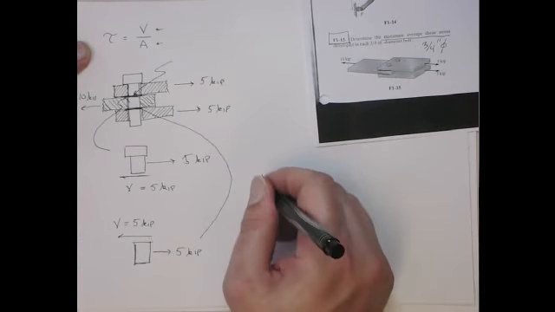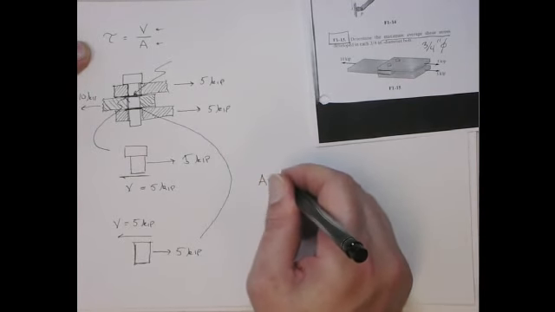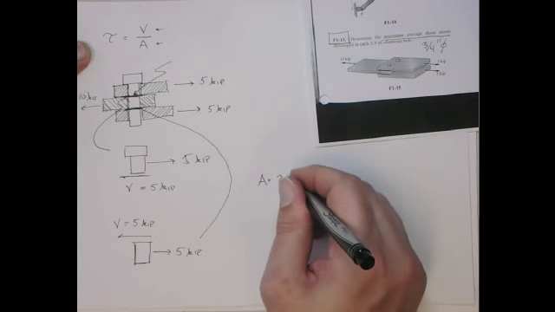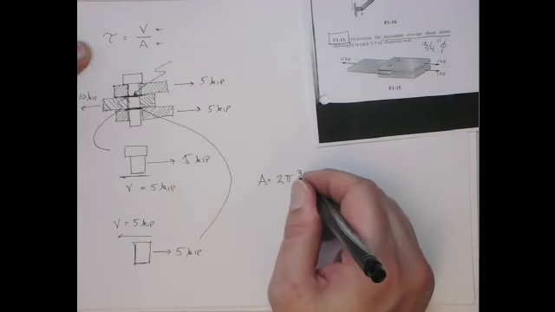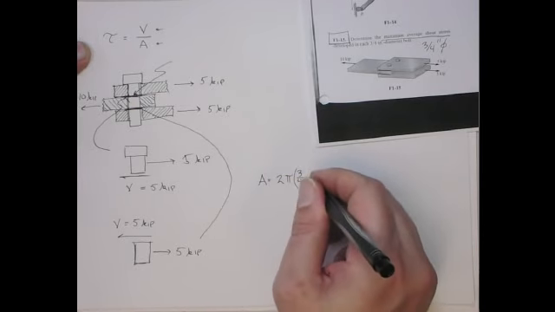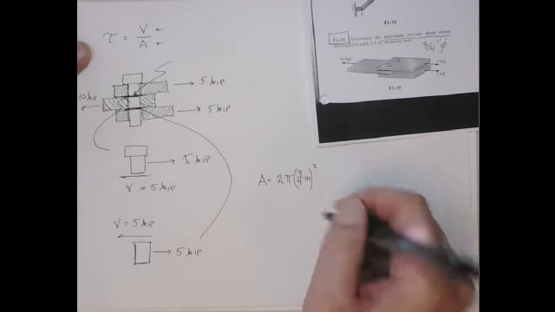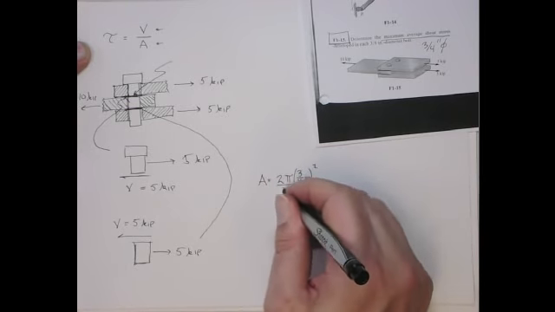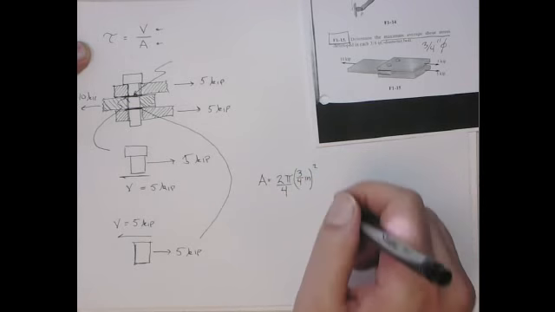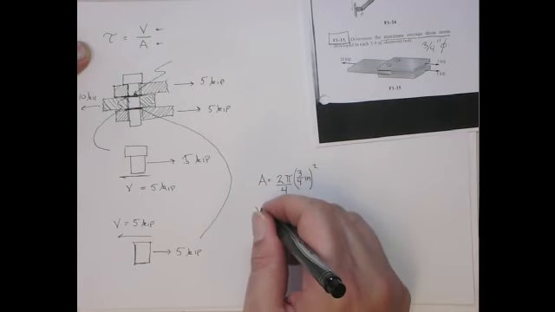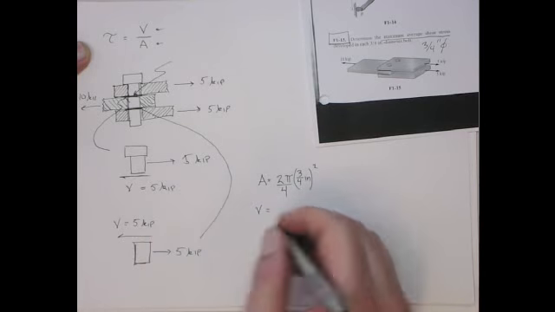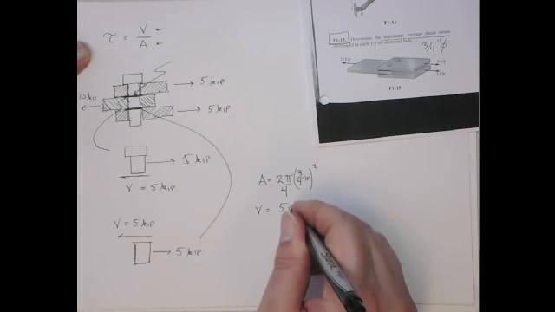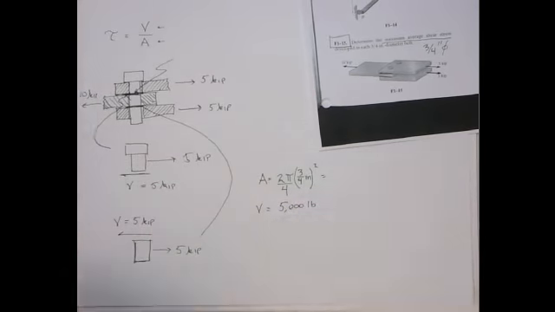All right. So the area is actually 2 times pi times the diameter, which was 3/4 of an inch, squared, and then we have to divide by 4 because we're using the diameter, and the V is, in both cases, 5,000 pounds.